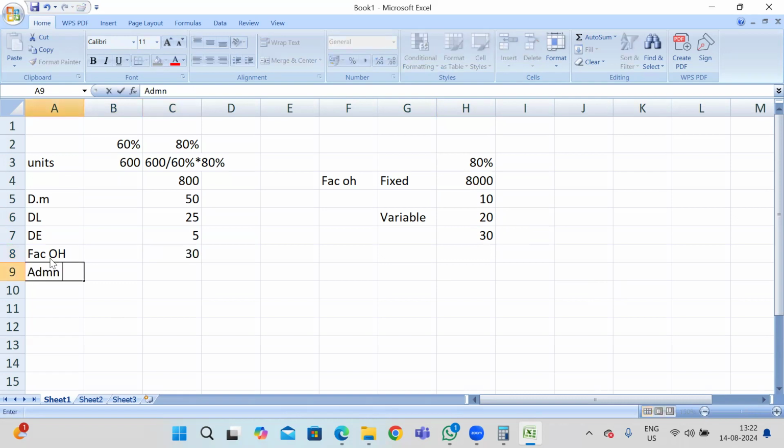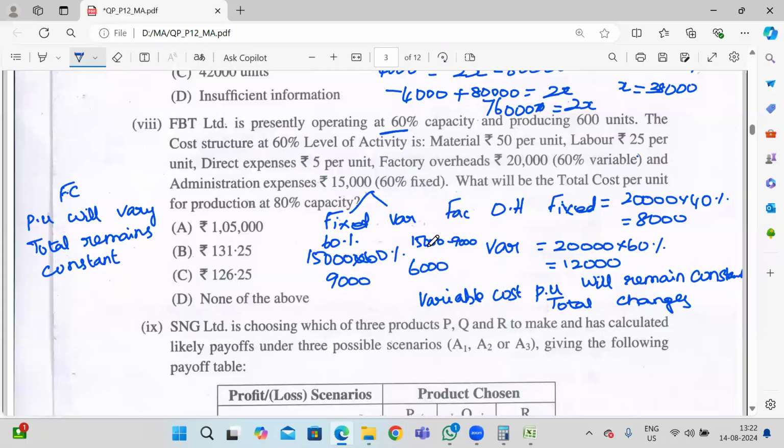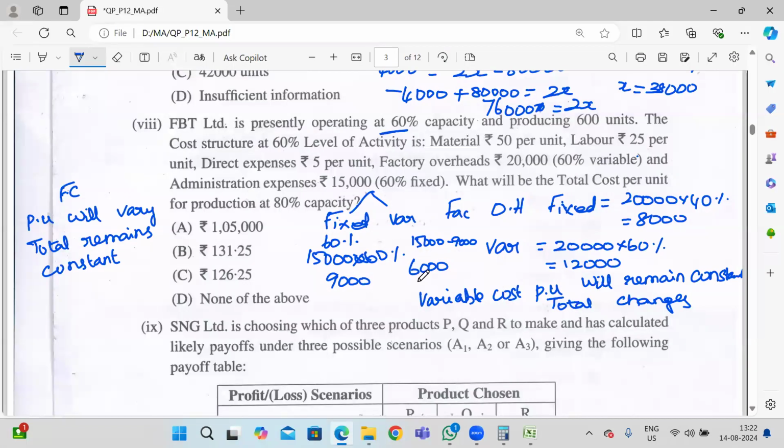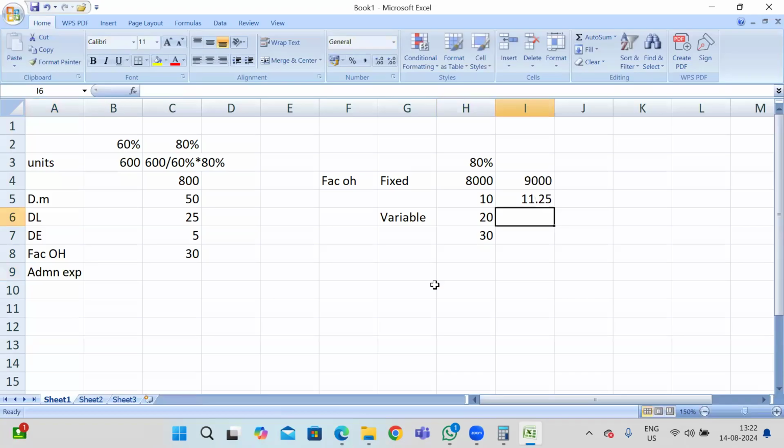Then administrative expenses. I have calculated the variable as 6,000 and fixed as 9,000. So this 9,000 will come as it is. It won't change irrespective of my volume. So 9,000 divided by 800, per unit will be 11.25. And my variable part is 6,000. So 6,000 is for 600 units.